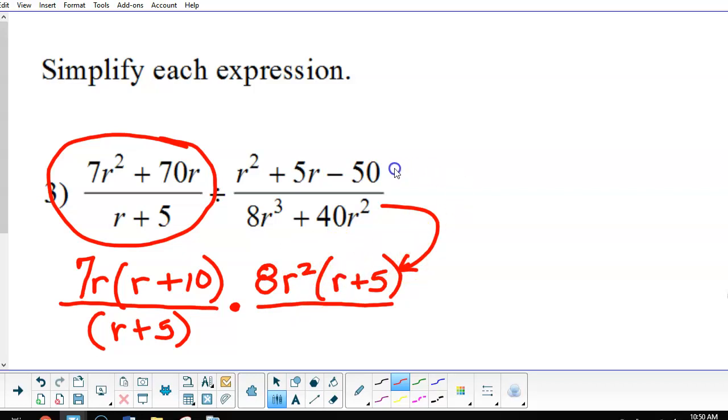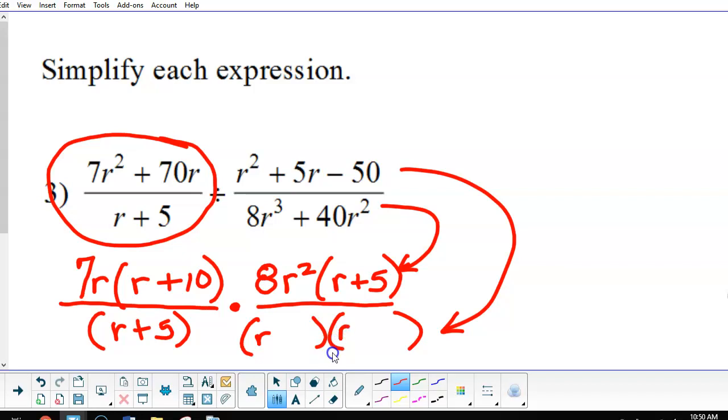All right, then this is our new bottom, and that would be a trinomial, so we would need an r and an r. I'm thinking 10 and 5 to make 50, and 5 plus the 10 and minus the 5, yes? Okay, now what can I cancel or reduce? Divide out r plus 5, r plus 10.